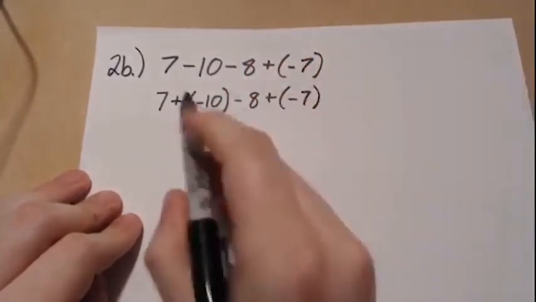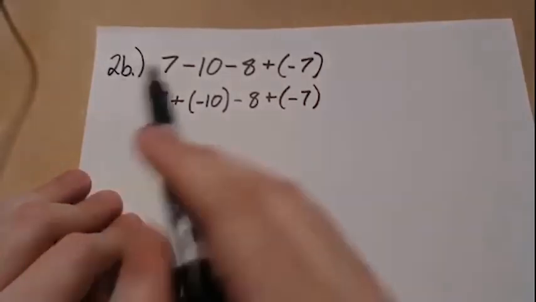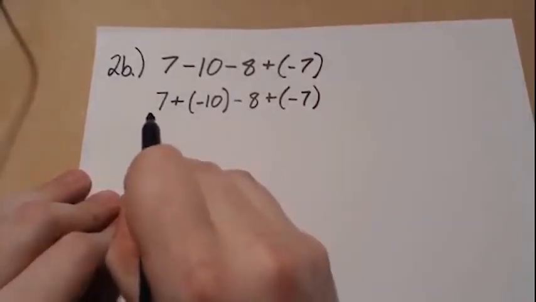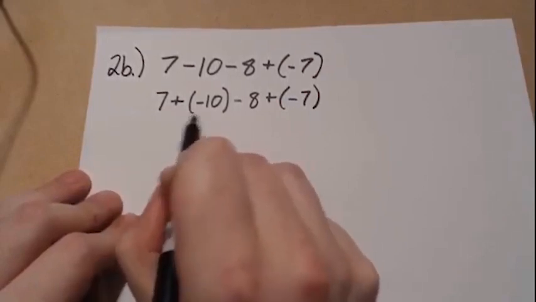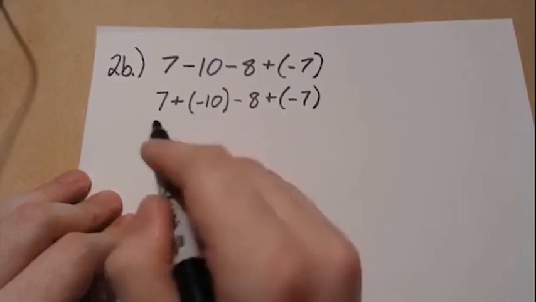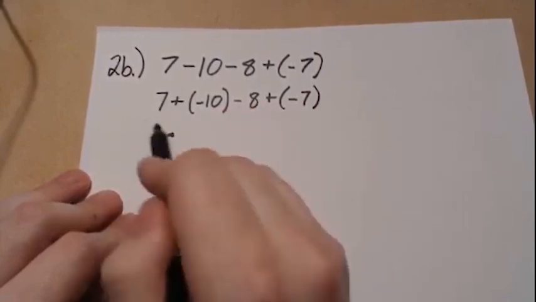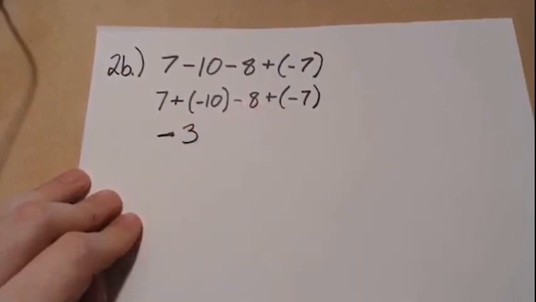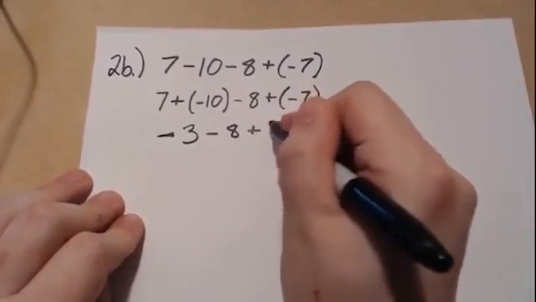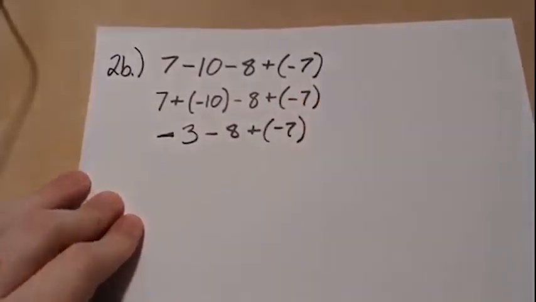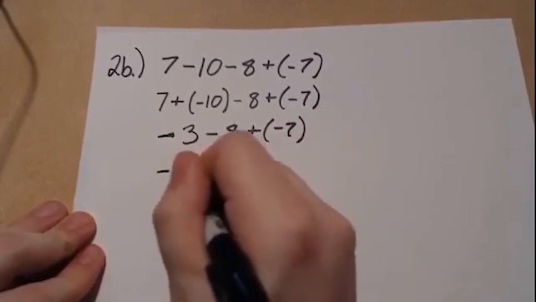But otherwise, we're just going to follow the rules. So subtraction is adding a negative. Adding two numbers with different signs. The larger absolute value is the negative number. And 10 minus 7 is 3. Minus 8 plus -7.